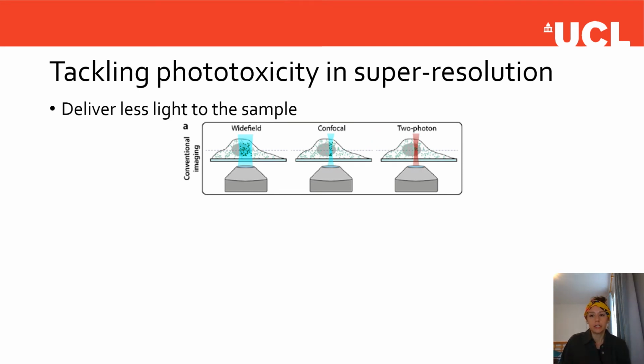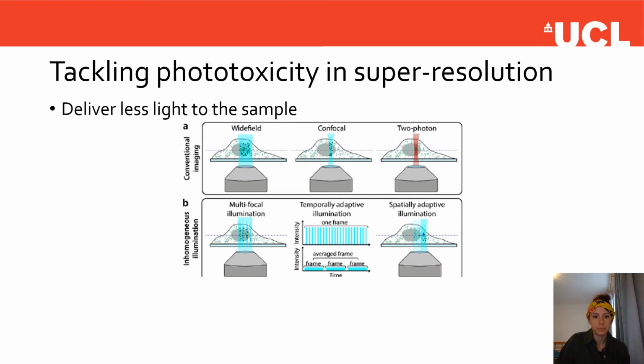So there are various strategies that we can use to tackle phototoxicity in super resolution microscopy. Obviously, you can try and deliver less light to the sample. So here's just an example of 3 imaging regimes. Wide field, where we illuminate everything in this fat column of light. Confocal, where you illuminate everything along a skinny beam of light. And 2-photon, where you only excite molecules at the focal plane.